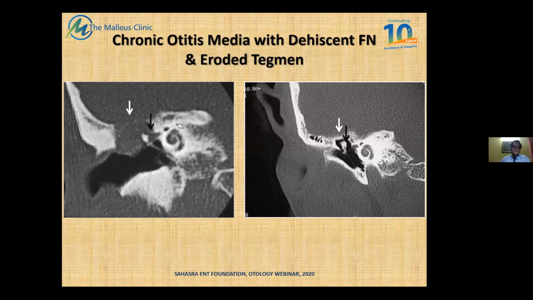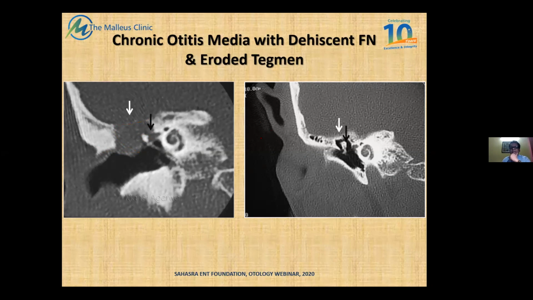So you can see the snake eye appearance, you can see the cobra head appearance, but now you see that the lateral wall over the tympanic segment is missing. Not only that, the roof, which is the tegmen, is eroded. Not only that, look at the extent of bone destruction over the scutum area. So this is a more extensive cholesteatoma, and it also appears as if the malleus head has been partially eroded.